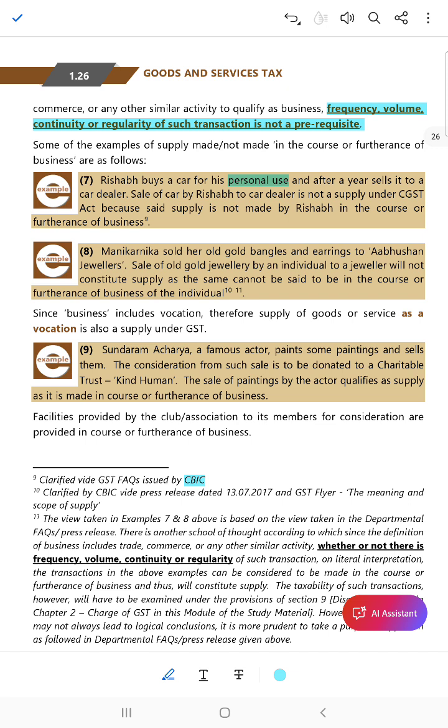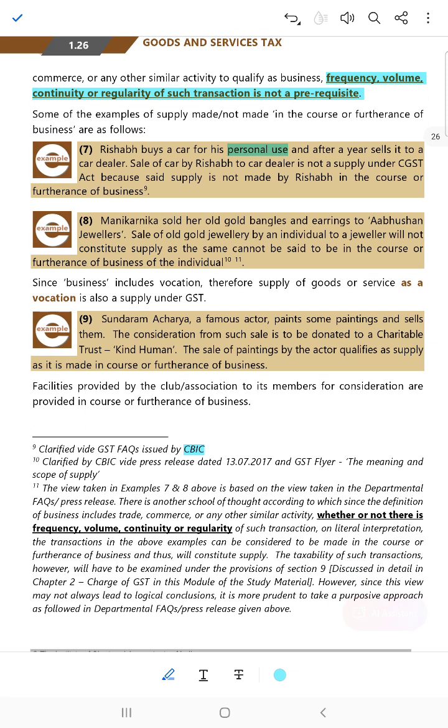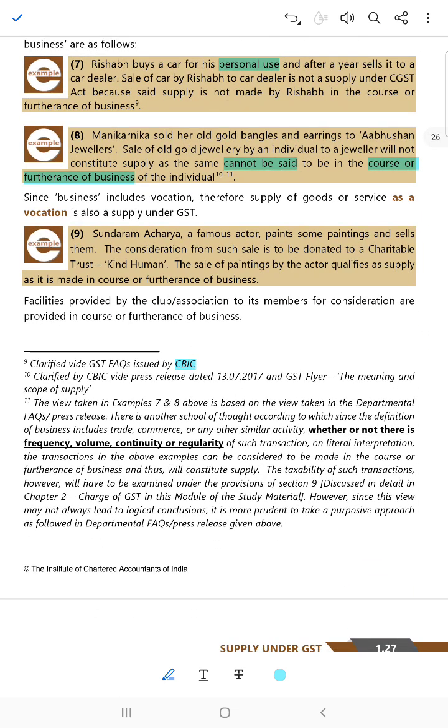Manikarnika sold her old bangles and earrings. Now, those old, used jewelry, second-hand selling of jewelry to a jeweler, that is again not a course of business. Why? Because it cannot be said to be in the course or furtherance of business. Now, since business includes vocation, okay, what is vocation?